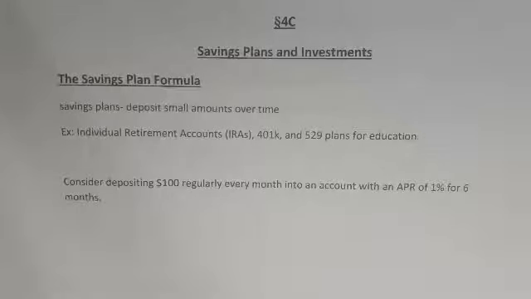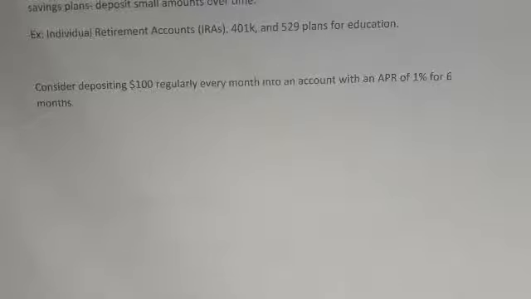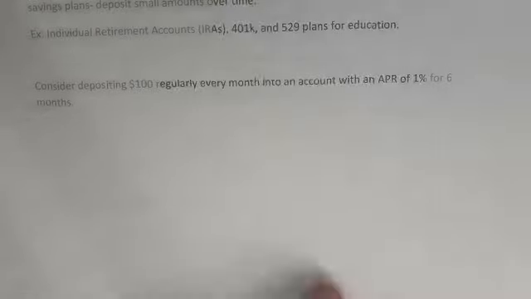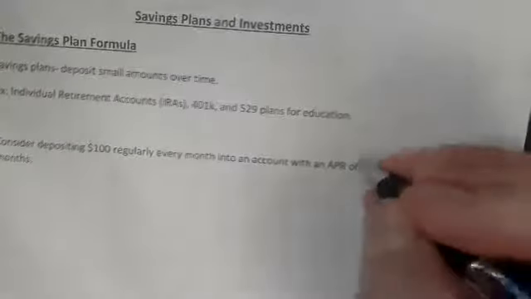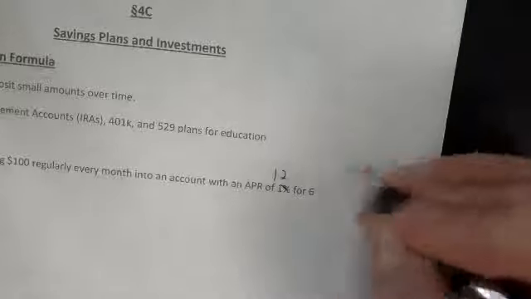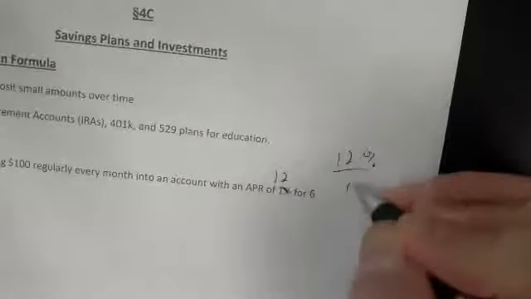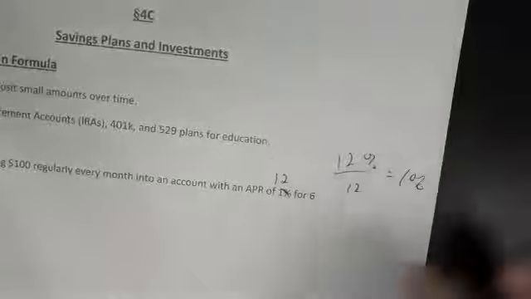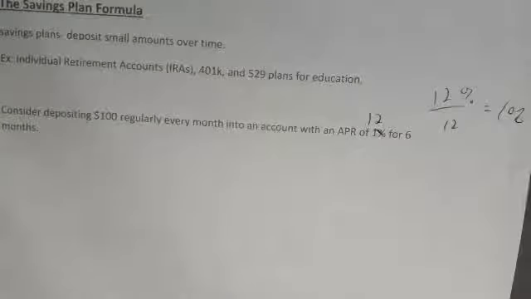Let's start off with a simple example. Consider depositing $100 regularly every month into an account with an APR of 12%, for 6 months. Sorry, that should be 12%. I just realized the monthly rate is the APR divided by 12. So the APR should be 12%, and this is my monthly rate.